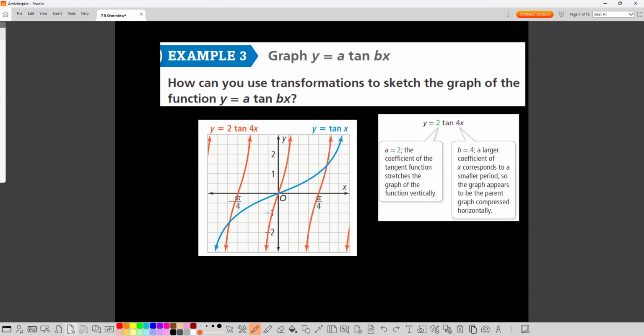Transformations. So this 2, remember, that's going to be a vertical stretch. That's going to make it vertically 2 times taller. And remember what we did here. That 4 means it's going to happen 4 times more quickly. So for that 4, a larger coefficient, smaller period. So it's going to have the appearance that it's happening quicker. So where it used to take 1, more cycles of the graph are going to happen, the frequency is 4.